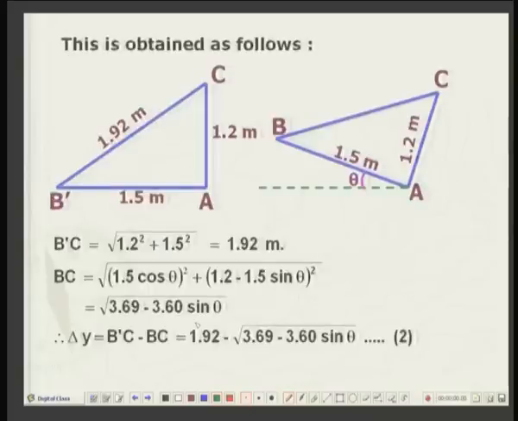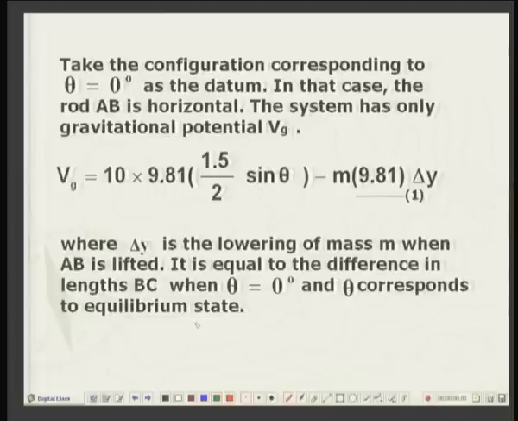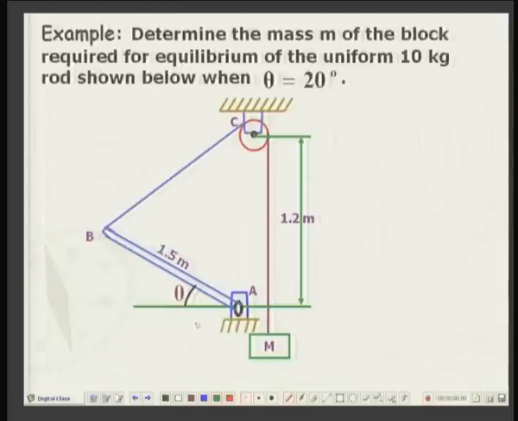Now, first of all, we will take the datum as the theta equal to 0 degree configuration. You can see when this bar AB is horizontal, B is somewhere over here and A is of course a fixed point. The rod is horizontal and the string goes like this, and the mass will be at some position over here. That is my datum configuration, and any other configuration is given by the angle theta.